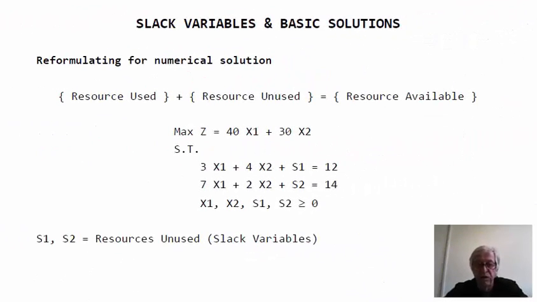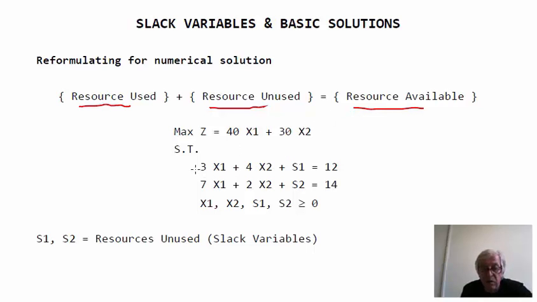Now we are going to introduce the concepts of slack variables and the basic solutions. These concepts are necessary to reformulate the problem for numerical solution, which we need if we have more than two decision variables. So instead of writing the restrictions in the way that states that resources that we use cannot exceed the resources available, we can write them in this way. That is, resource used, what we use, and what we don't use is equal to what is available.